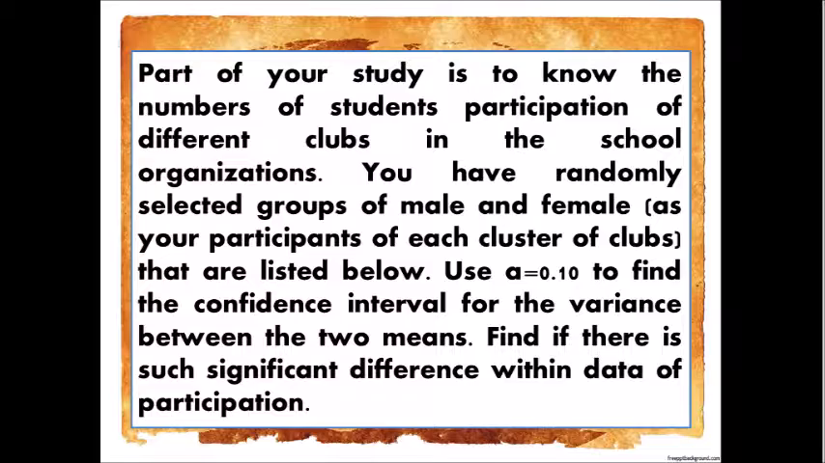Application number 2. Part of your study is to know the number of students' participation of different clubs and school organizations. You have randomly selected groups of male and female as your participants of each cluster of clubs that are listed below. Use alpha 0.10 to find the confidence interval of the variance between the two means. Find if there is such significant difference between data of participation.